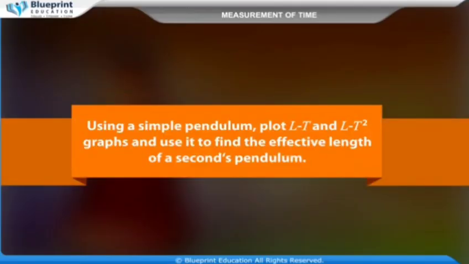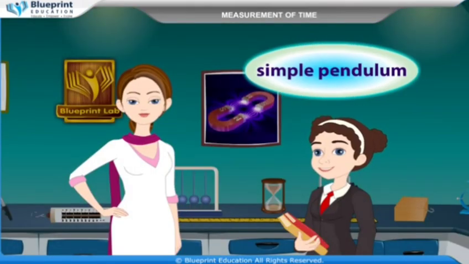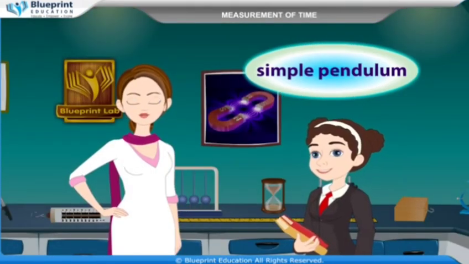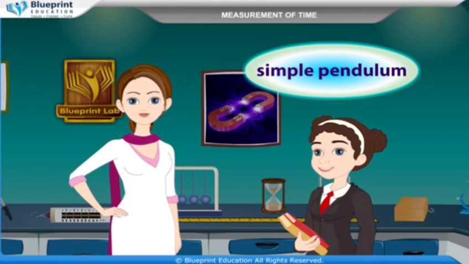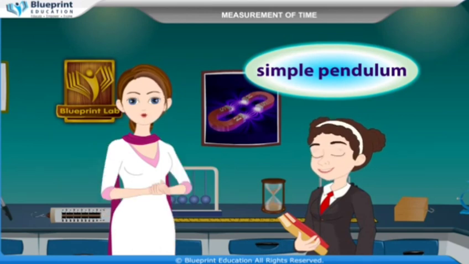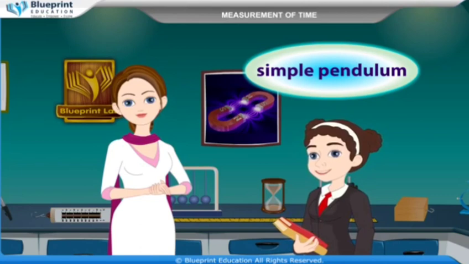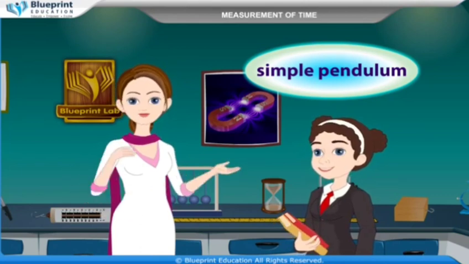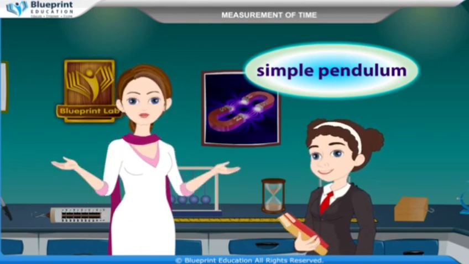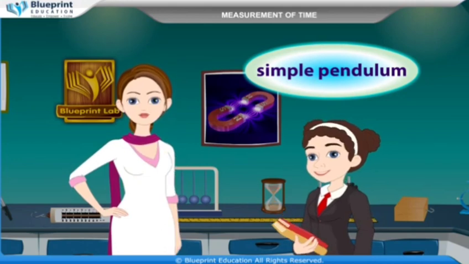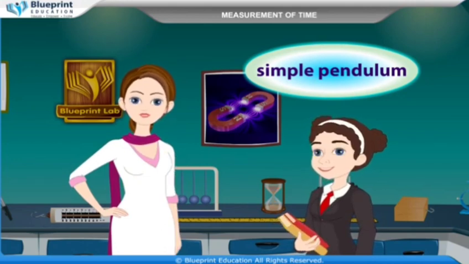Using a simple pendulum, plot L-T and L-T square graphs and use it to find the effective length of a second's pendulum. An ideal simple pendulum consists of a heavy point mass called bob tied to one end of a perfectly inextensible, flexible and weightless string. In practice, we make it by tying a metallic spherical bob to a fine cotton stitching thread.